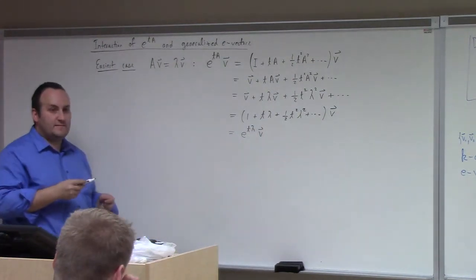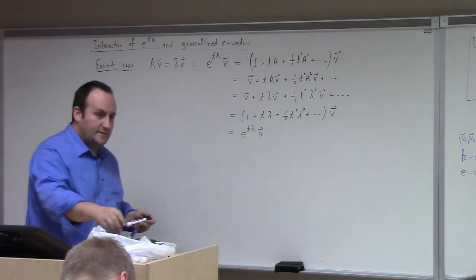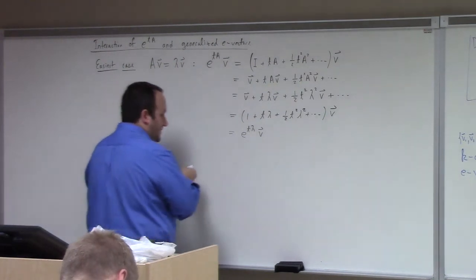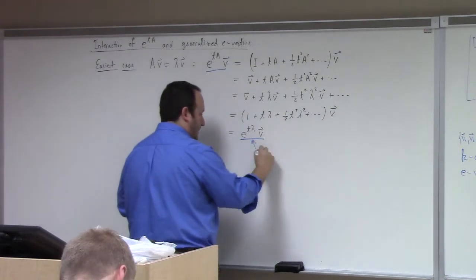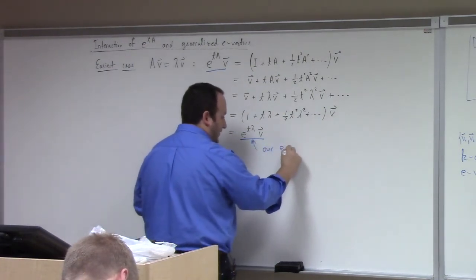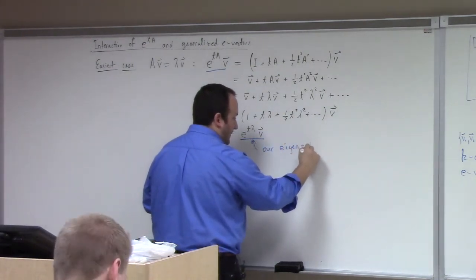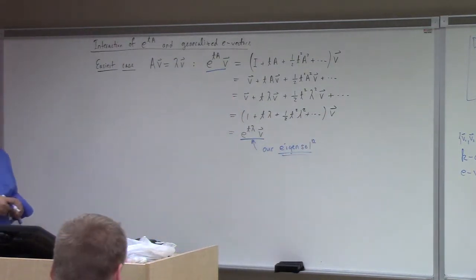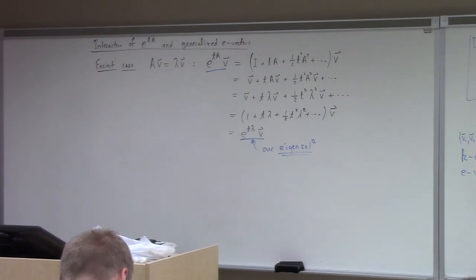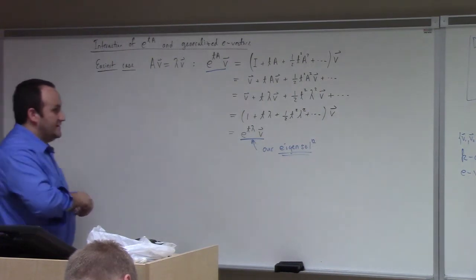Wait a second. What is this? This is our eigensolution, from two lectures ago and last lecture. So the matrix exponential times an eigenvector reproduces our beloved eigensolution, which covers about 80% of what you face in applications, especially if you allow the complex case.